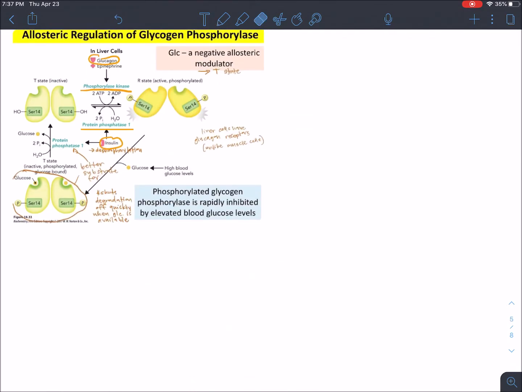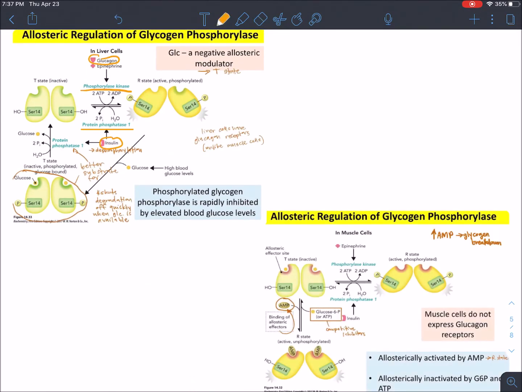So back here, this diagram shows the allosteric regulation of glycogen phosphorylase in muscle cells. Because muscle cells don't have any glucagon receptors, they aren't affected by glucagon signaling. Insulin signaling in skeletal muscle cells activates protein phosphatase 1, just like in liver cells, and this dephosphorylates glycogen phosphorylase, just like as shown here.